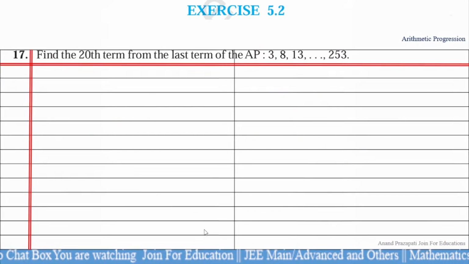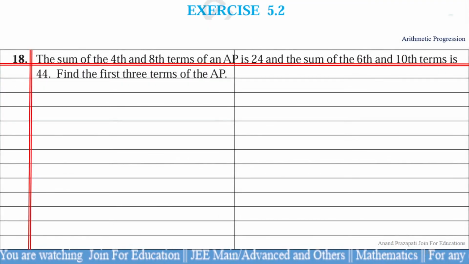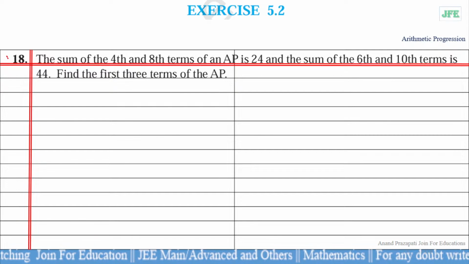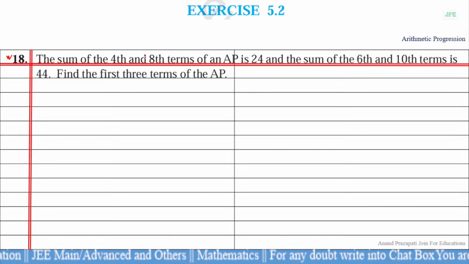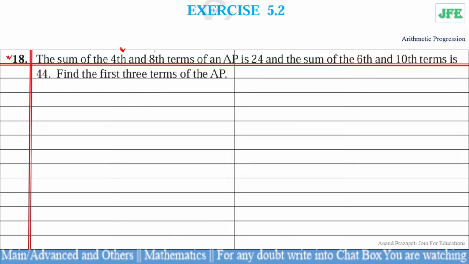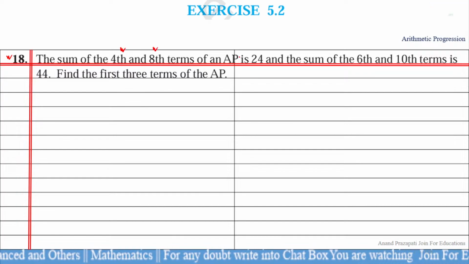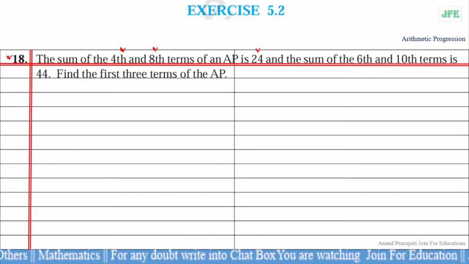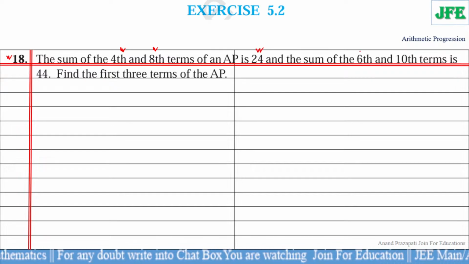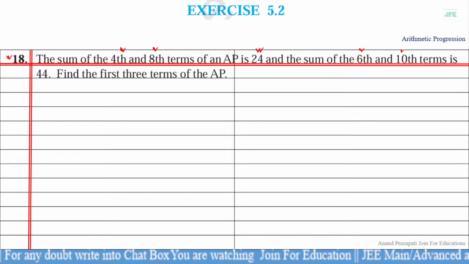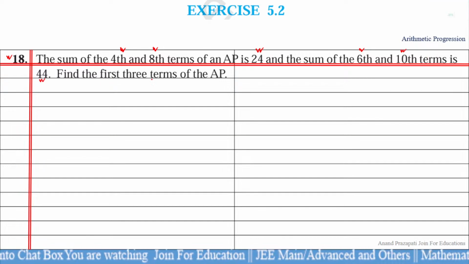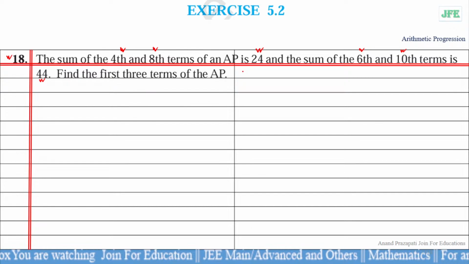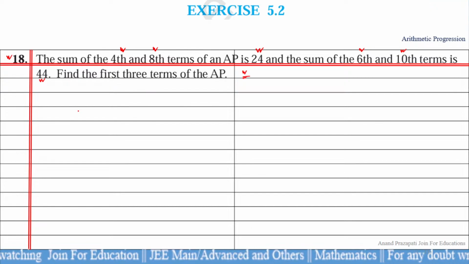So let's see question number 18. This is question number 18. I am going to read it. The sum of the fourth and eighth term of an AP is 24, and the sum of the sixth term and 10th term is 44. Find the first three terms of the AP.